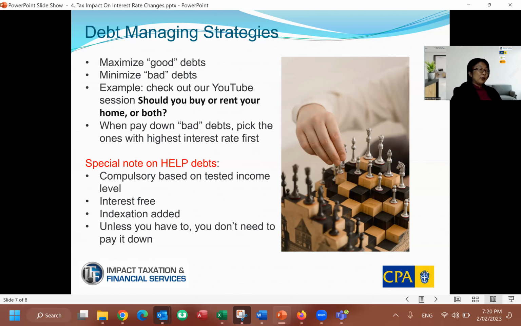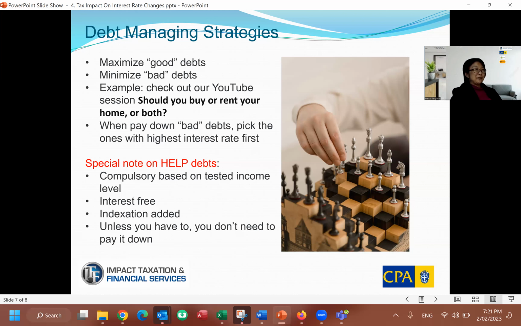So if you have a home loan, that's probably still lower than your home loan rate, so you might want to pay back your home loan first. All right. And then, of course, HELP debt is compulsory based on your tested income level. It's actually not purely your taxable income. You also need to add back some other income, or loss on rental properties, for example. So it's actually adjusted tested income. If you have to pay, you have no choice. But if you don't have to pay, don't pay back too early.